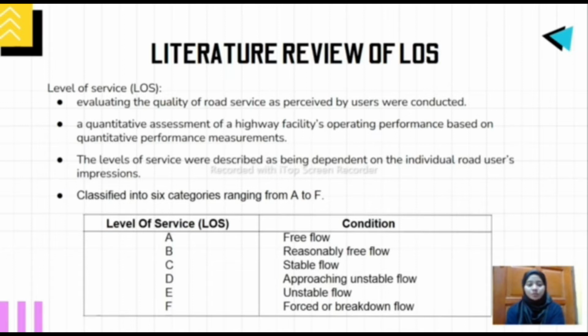Based on the table, level of service A is free flow, B is reasonable free flow, C is stable flow, D is approaching unstable flow, E is unstable flow, and F is forced or breakdown flow.